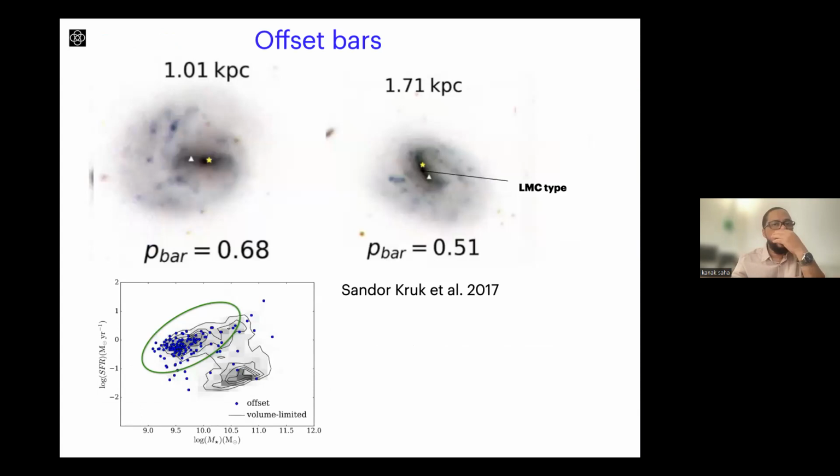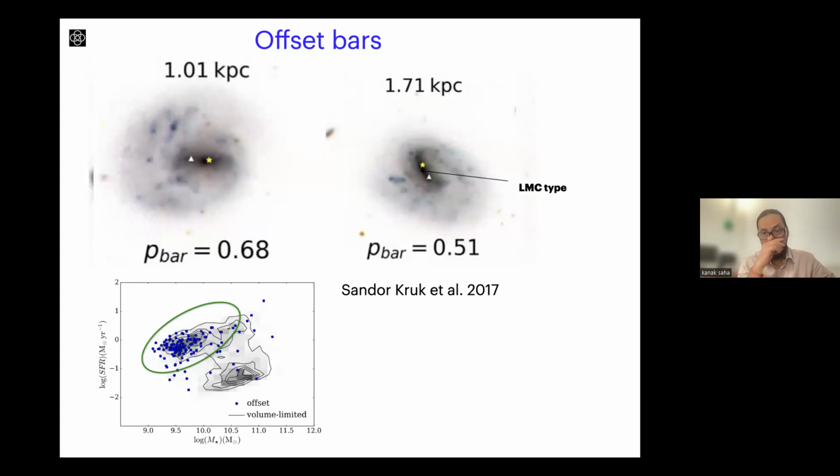Before I go more into the bar understanding, there's a very interesting thing that came out recently. This is called the offset bar. Normally we understand the bar to be at the center of the galaxy, like in the Milky Way, but there is a growing number of galaxies in samples which show that the bar is off-centered, not at the center of the galaxy.